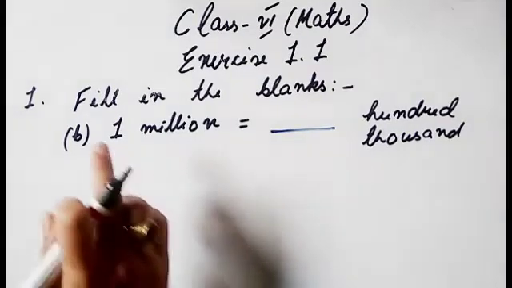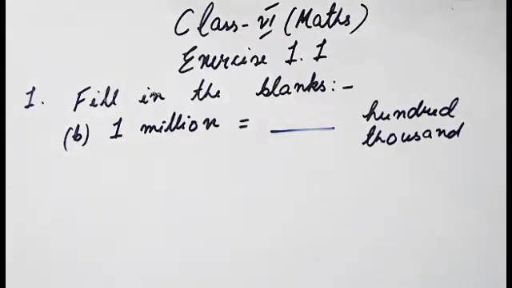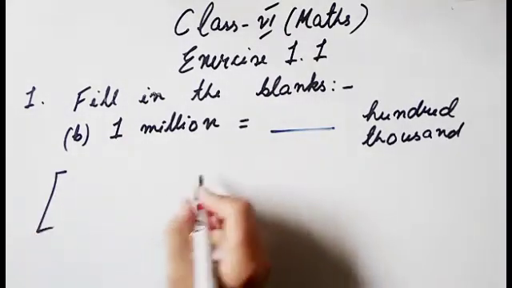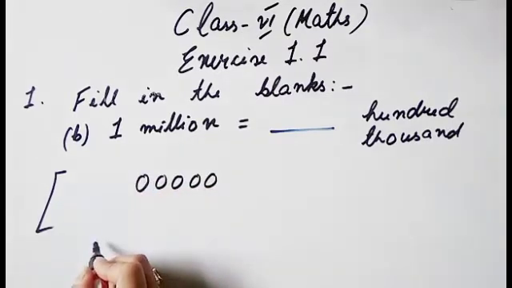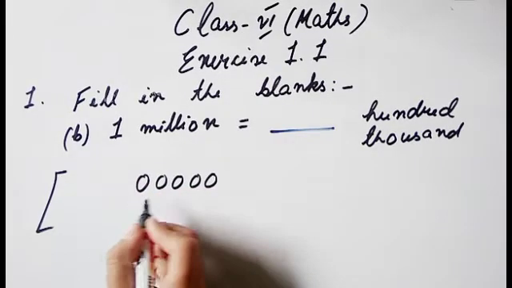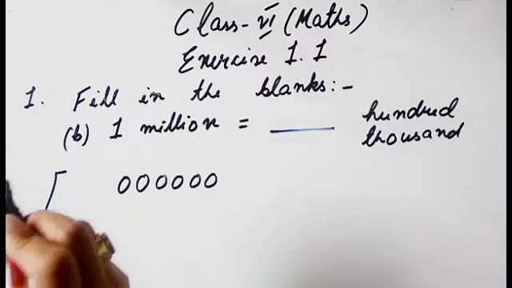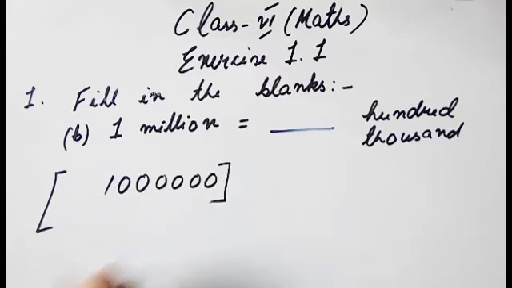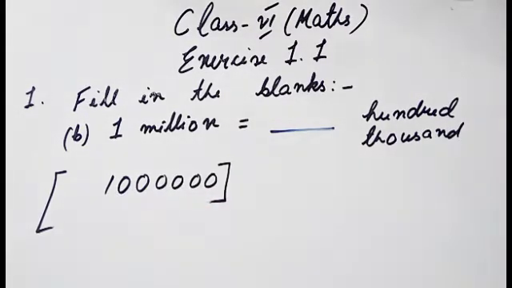Understood students? So let us write the numerical of 1 million. Remember 1 million, we are talking about international system. So ones, tens, 100, 1000, 10,000. After 10,000, next will be 100,000. Okay, after 100,000, next will be 1 million. So count number of zeros in 1 million. 1, 2, 3, 4, 5, 6 zeros.